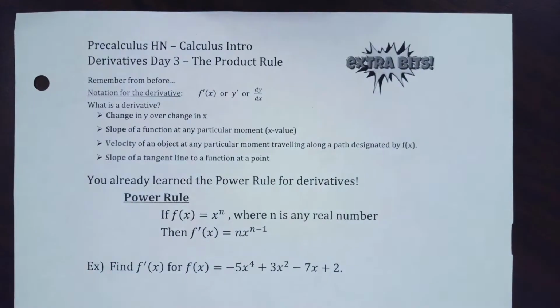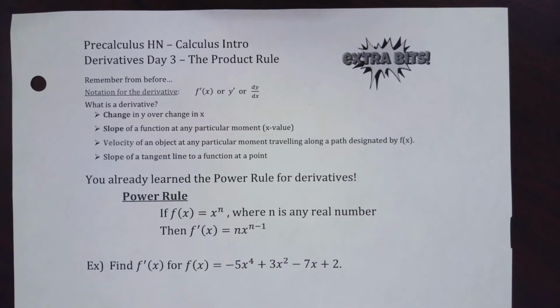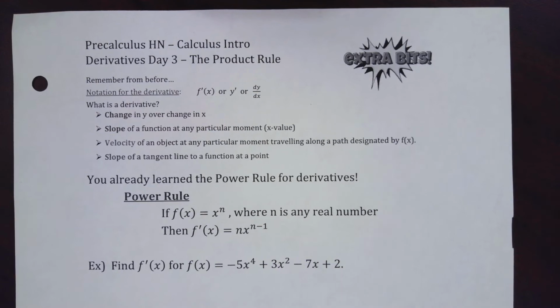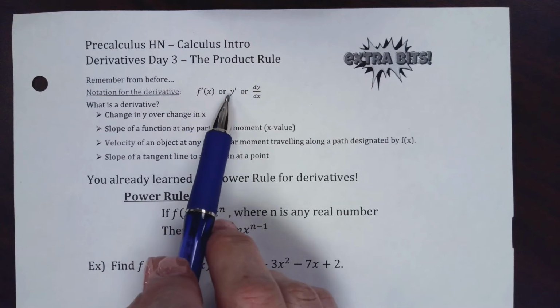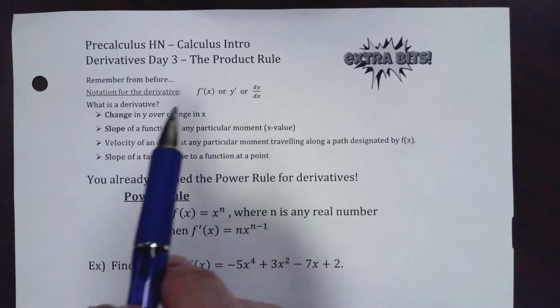All right, here we go with one of our last couple topics here. So last class you learned how to do the power rule. You also learned, remember, about derivatives. Remember, the derivative is all these things. Change in y over change in x. You write it as f prime of x or y prime, dy dx.